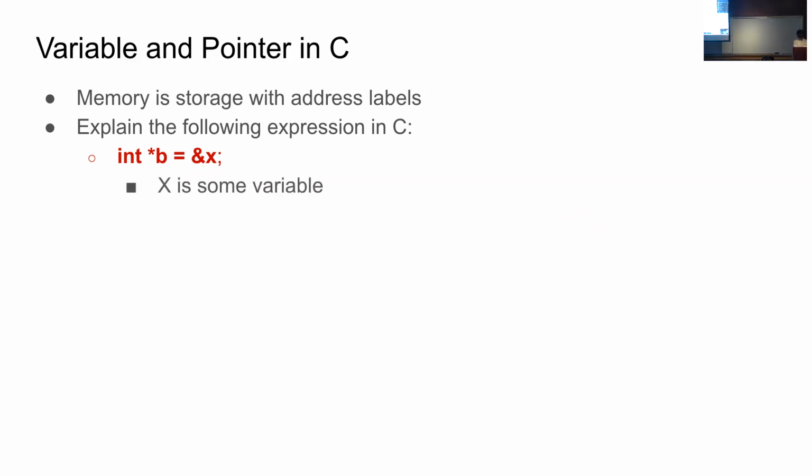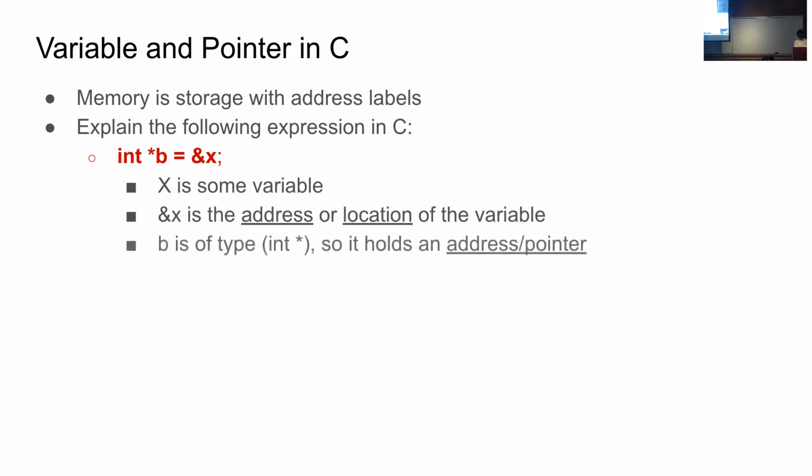So what was said was that basically x is some variable, right? And then and x is the location of the variable. Okay. And then we just take that location and we store it as b, right? B is of type pointer to an int, so it holds an address slash pointer. And b points to x. B points to x, right?